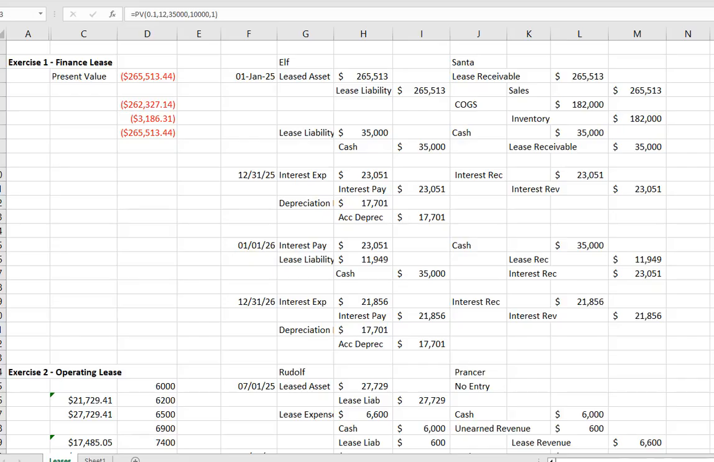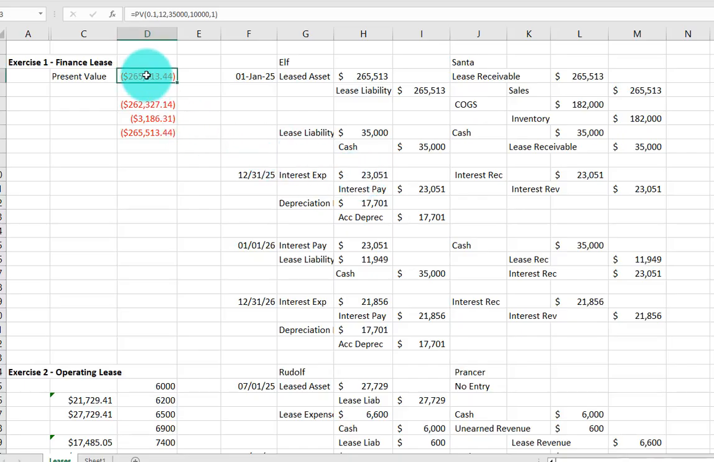So exercise 1, because it fits one of the criteria, in this case a bargain purchase option, it is a finance lease. So the lessee is going to record a leased asset and lease liability. The seller, in this case a sales type lease, is going to record a receivable and sales or revenue.